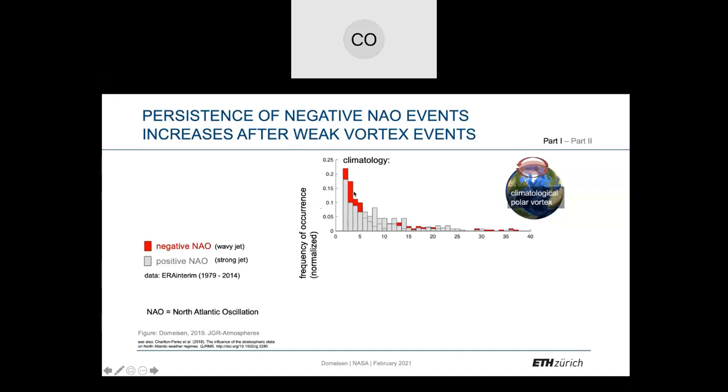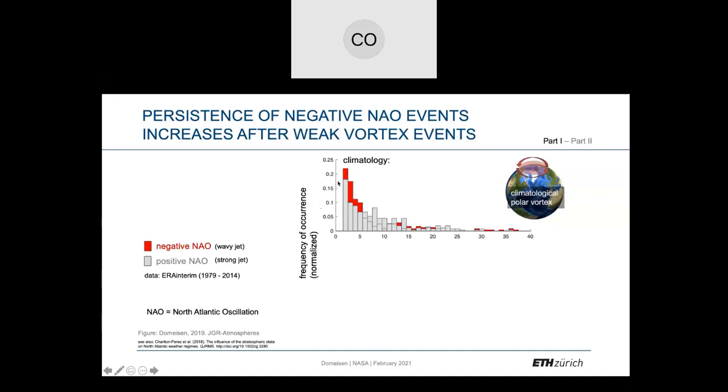When we look at how long a negative or a positive NAO event usually lasts, this is how many days the NAO actually stays in its positive or negative phase. So gray here would be the positive NAO. This would be the number of days. And the red bar would go all the way to the bottom here. I'm just plotting the overshoot here.